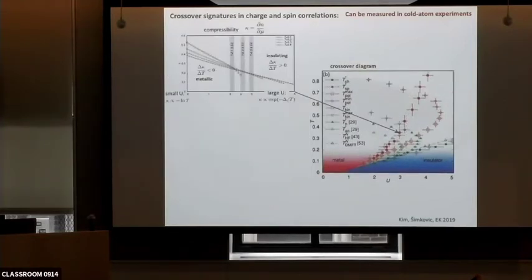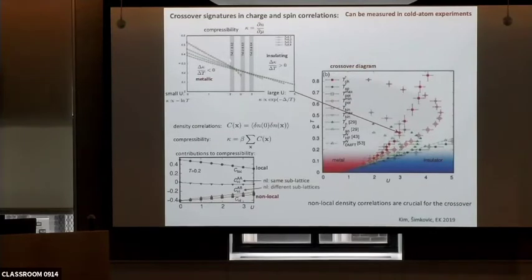Now, compressibility offers a more direct means of observing insulating behavior. In particular, in a half-filled metal, the derivative of compressibility with respect to temperature is negative. In the insulating regime, it is clearly positive. So these red points correspond to the points where the derivative changes sign. And we see that that happens quite early compared to all the other processes that I'm going to mention. But it's quite useful to break down the compressibility into local and non-local contributions.